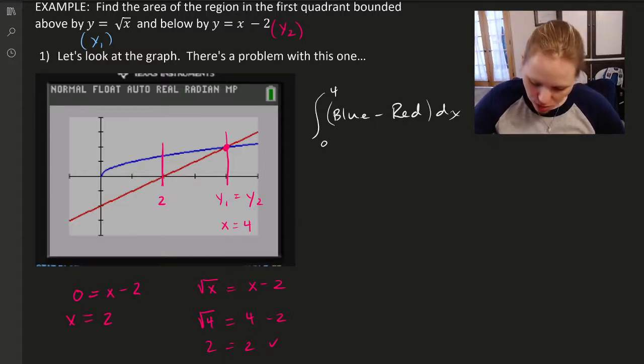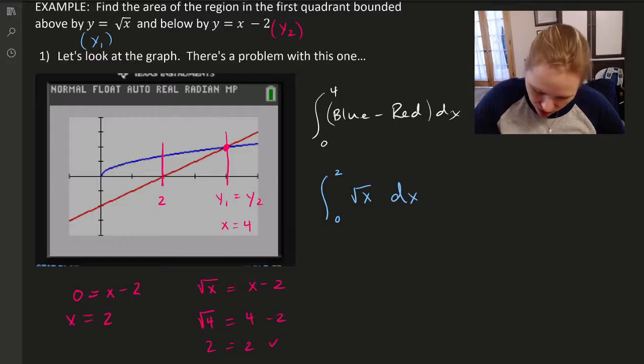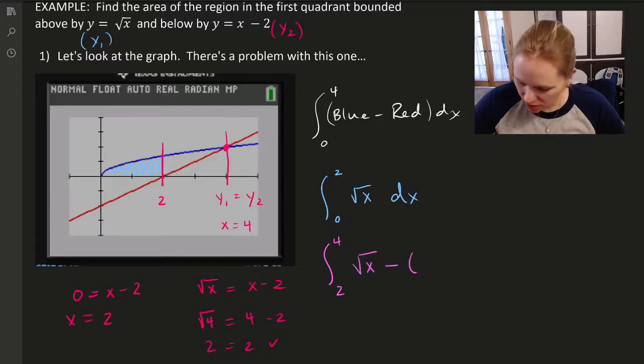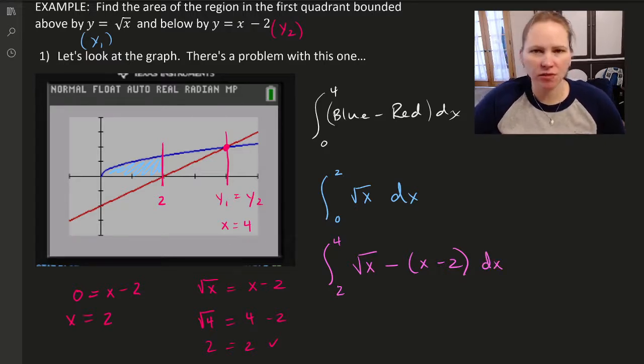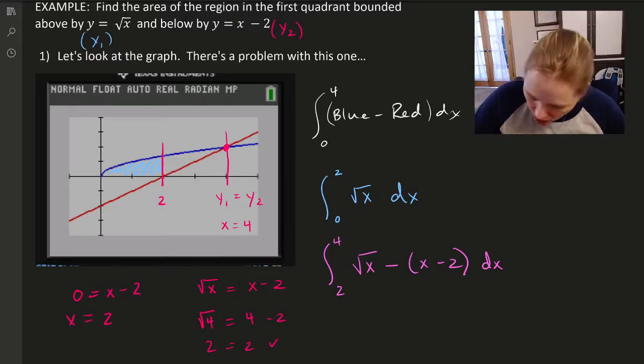So here's what I'm going to do. I'm going to integrate this blue curve from 0 to 2. And that's going to give me this area. And then I'm going to do a second integral, and I'm going to go from 2 to 4, and this is where I'm going to do the blue curve, square root of x, minus that lower curve, x minus 2. And then if I add those two values together, that'll give me the entire area. So let's go ahead and do this.